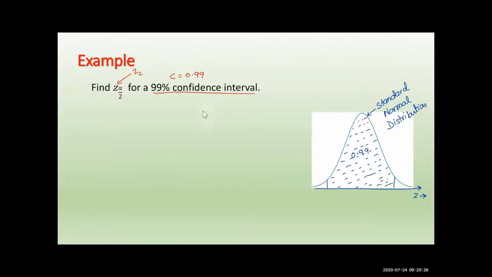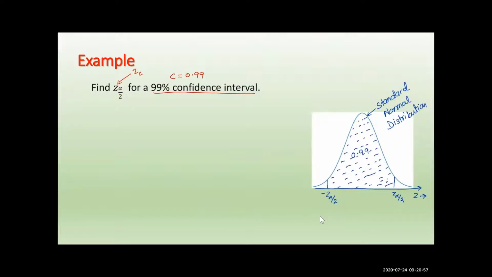And the values which are here, this one and this one, this is Z alpha over 2, and on the other side is negative Z alpha over 2. Because the value to the right of the mean, which is here in the middle, is positive. So positive Z alpha over 2. And the value which is on the left of the mean in the middle is negative. So it is negative Z alpha over 2.